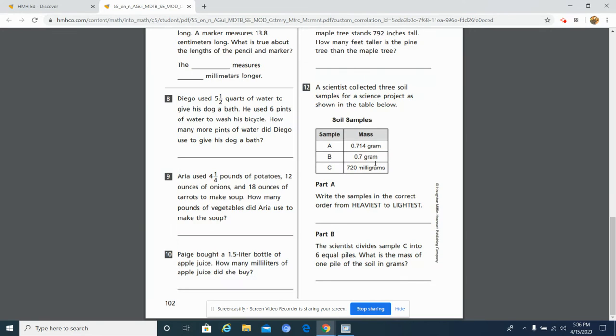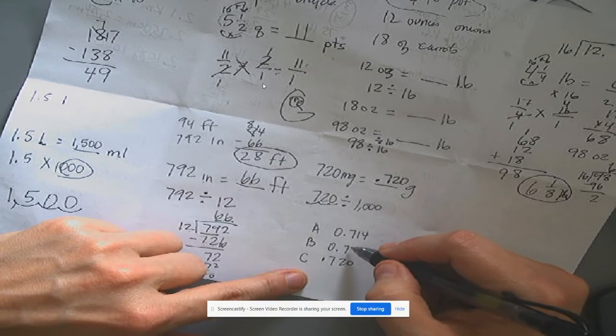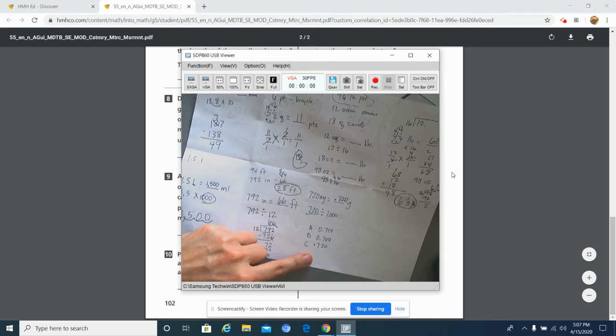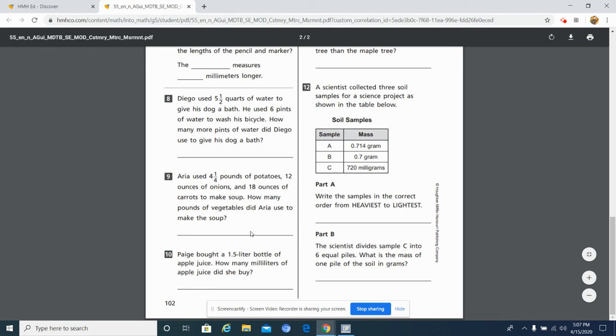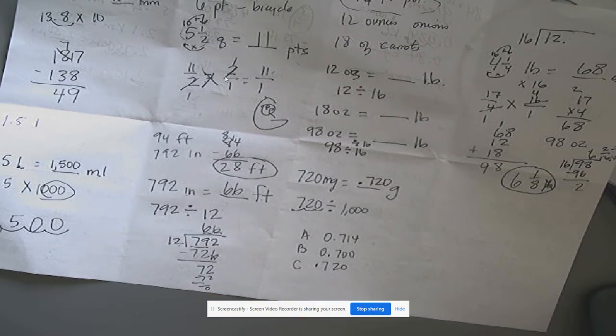Okay, so now we can compare. This is what I'm going to do. Sample A is 714. I'm going to just line these up so we know. And sample C is 700. Oops, I didn't quite line that up good enough, but we'll just look at that real quick. Okay, so here we go. We don't know what this is. And we are going what? Heaviest to lightest. So the largest to smallest, right? Because the heaviest is going to weigh more.